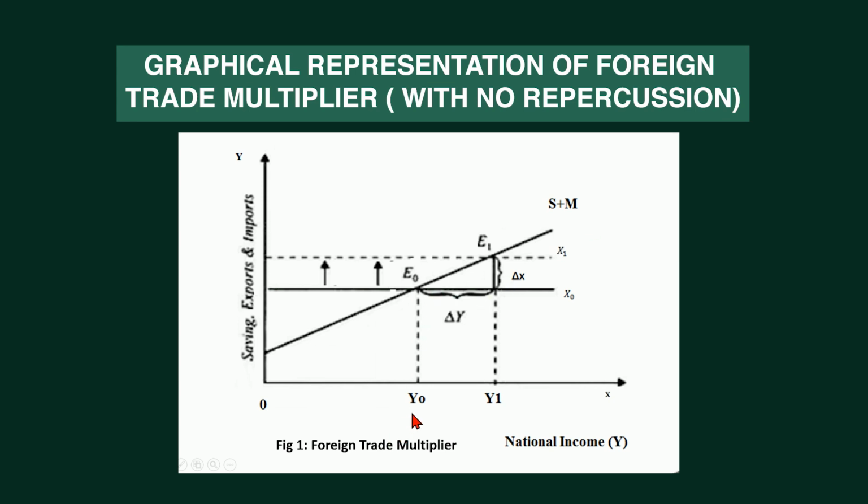domestic income was Y0. Now for some reason, suppose export rises from X0 to X1, we look that equilibrium shifts from E0 to E1. That is, the new income moves from Y0 to Y1. Graphically, what we observe is the change in export, that is delta X, is smaller than change in income, delta Y. Therefore, delta Y by delta X is greater than 1. That is, there is a multiplier process in this case.